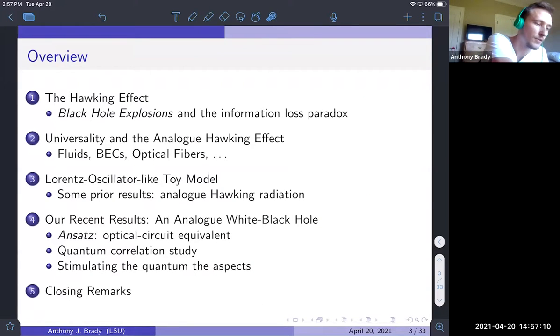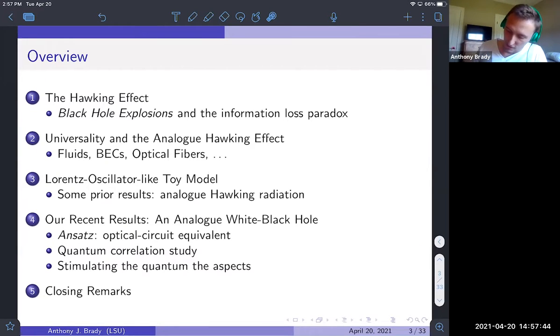So just an overview of the talk. I said something about the Hawking effect, and this is Hawking radiation related to black holes. I'll really start the talk off in the mid-70s with Hawking's calculations about evaporating black holes, which led to this famous information loss paradox, which has been a puzzle for theoretical physics for the past 45 to 50 years. So this will set the relevance and context of the research.